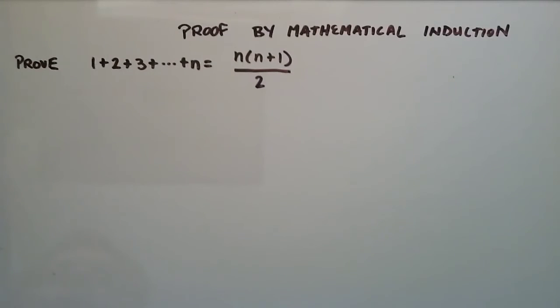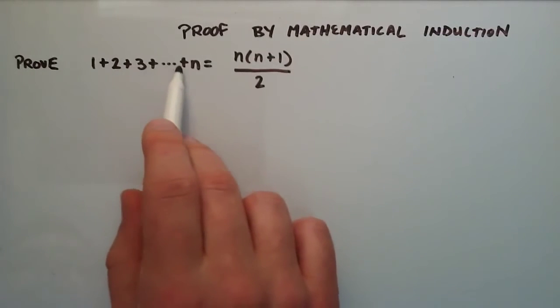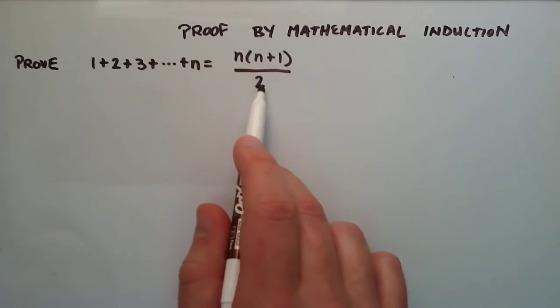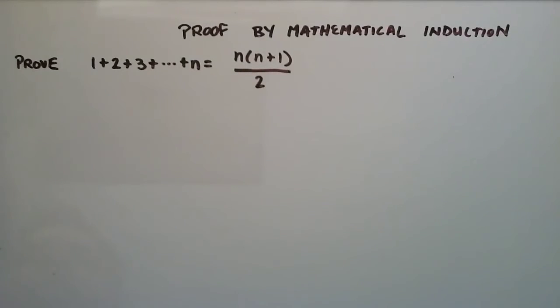In this tutorial, I'm going to be doing a proof by mathematical induction. So I'm going to be proving that 1 plus 2 plus 3 plus all the way up to n is equal to n times n plus 1 divided by 2. So what we want to do first is check the base case.